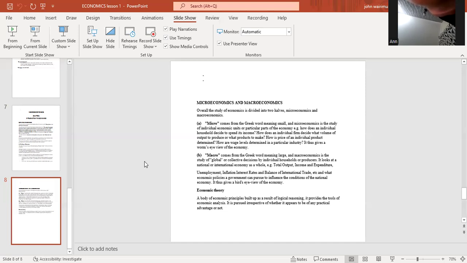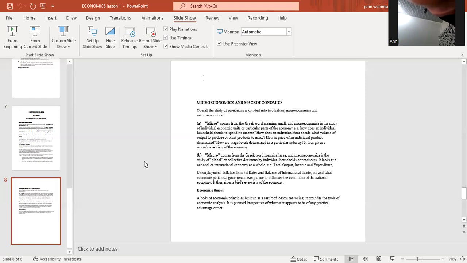So when we shall be dealing with macroeconomics, we shall look at the GDP of a country, how to compute inflation. We shall look at the employment level, the interest rate, balance of international trade, etc. We shall figure out even the exchange rate. What are the effects of exchange rate and the rest?